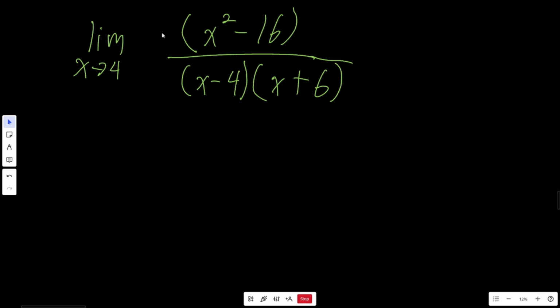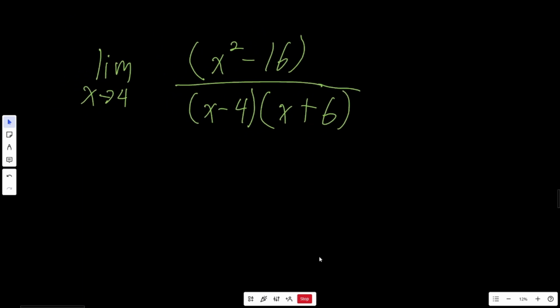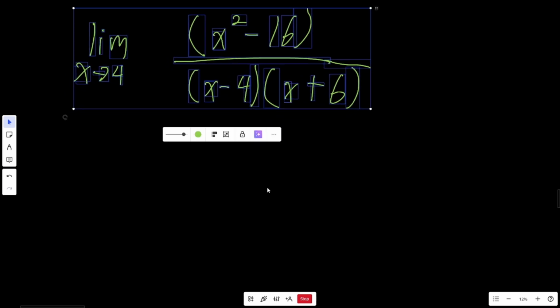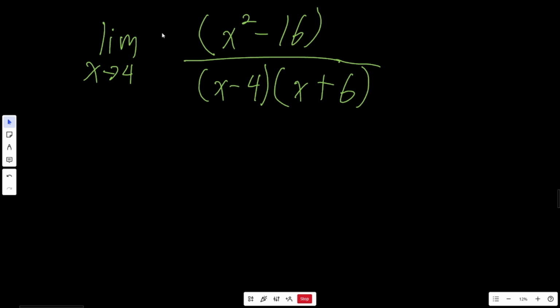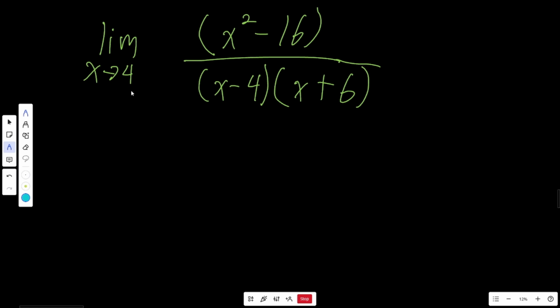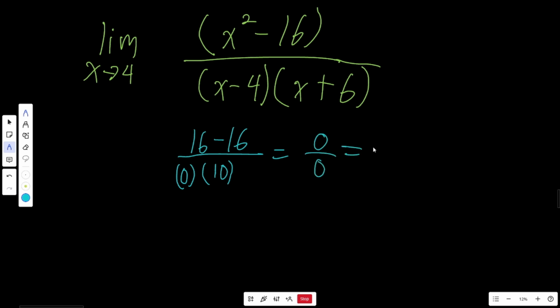Can we substitute 4 into this equation? You guys can pause the video to try. Okay, so if we substitute 4 into this equation, when we substitute, we stop using the limit notation, by the way. So let's try putting 4 here. 4 squared is 16, minus 16, over 4 minus 4, which is 0, times 4 plus 6, which is 10. This simplifies to 0 over 0. This is what we call an indeterminate form.